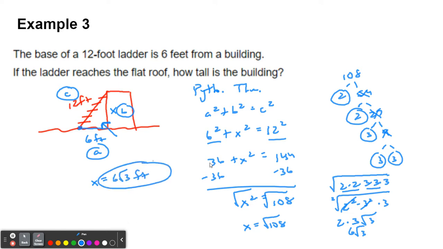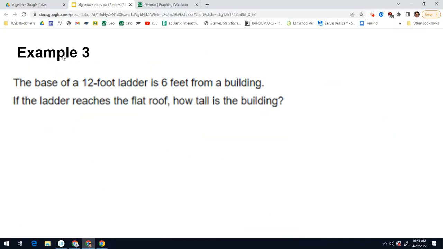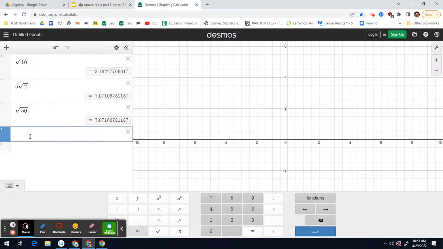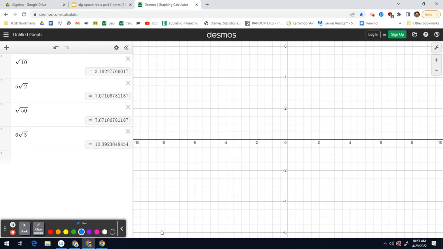Now in real life that means very little to us, so let's go into Desmos and type it in. In Desmos we're going to do 6 times the square root of 3, and I'll round to 2 decimal places. So that's 10.39. The 2 leaves the 9 alone. So our height is 10.39 feet.